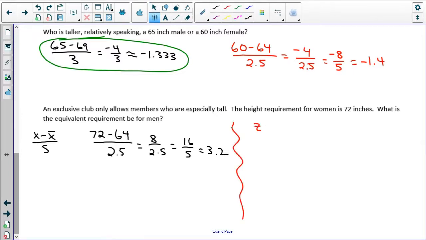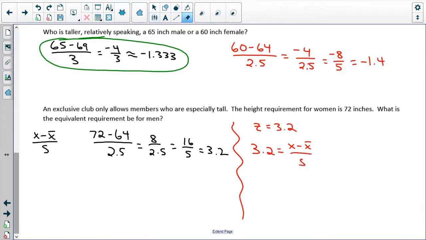So the z-score equivalently for men needs to be 3.2 because we need to compare them and we want them to be equal. So 3.2 is equal to the observation, that's what we're trying to find, minus the mean over the standard deviation. I can find the mean and standard deviation here because I was given them. So the mean height for males is 69 inches. The standard deviation for males was 3.